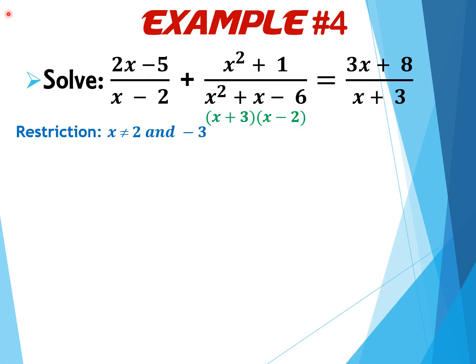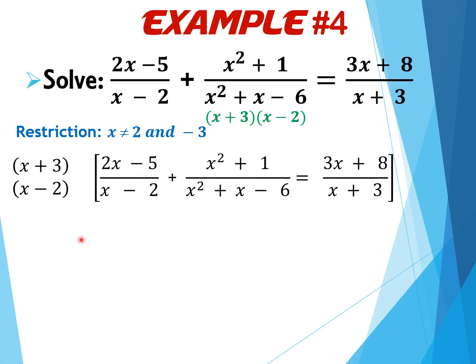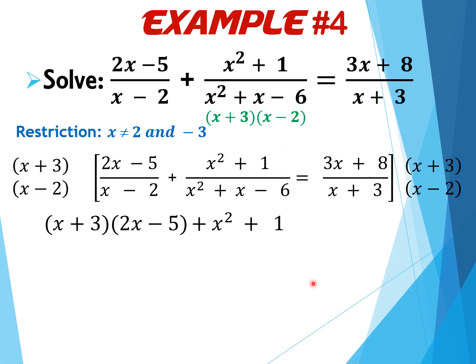And then we proceed by multiplying the whole equation by the LCD. So multiply this by x plus 3 and x minus 2. So we will be using this one. And then again, LCD divided by the denominator. So x minus 2 times x plus 3 divided by x minus 2, the x minus 2 cancels. So we will have the remaining x plus 3 times 2x minus 5. And then again, this one divided by its denominator, it has the same factor, so it just cancels out, that will be equal to 1 times the numerator x squared plus 1. So you will have plus x squared plus 1.